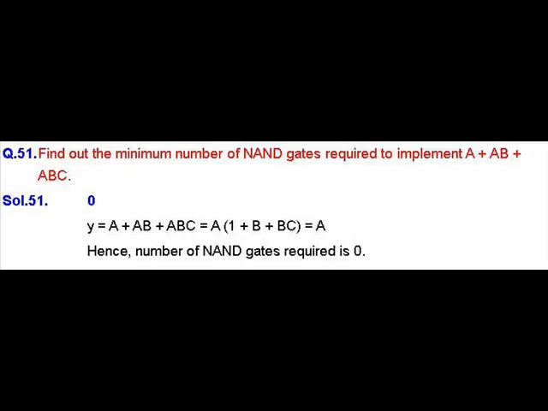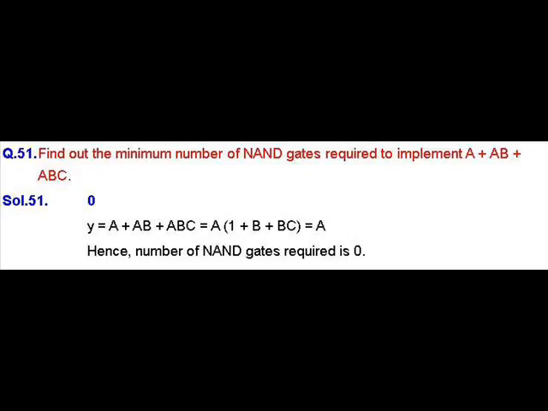NET question number 51. In this question, we have been asked to calculate the minimum number of NAND gates required to implement the expression A plus AB plus ABC. Now we know that the NAND gate is X dot Y whole bar. So we have to simplify this given expression in the form of dot and bar.